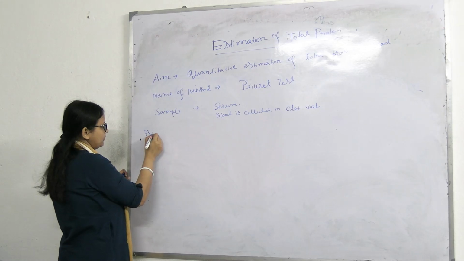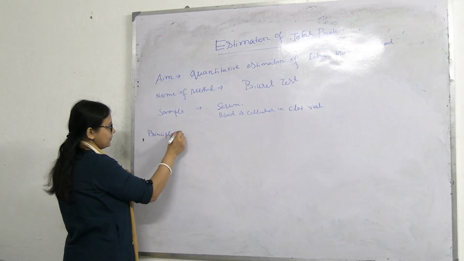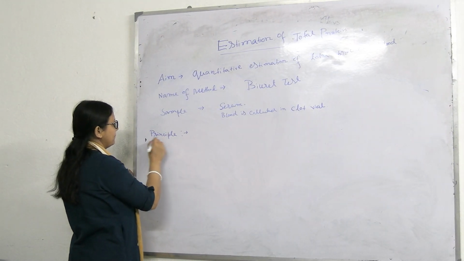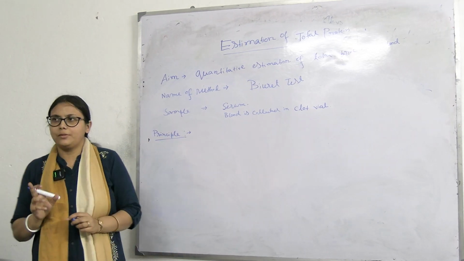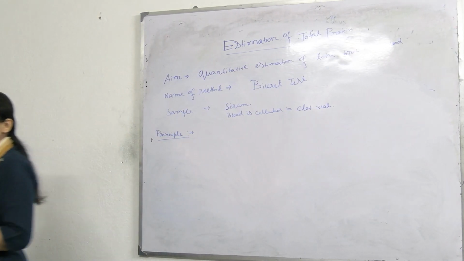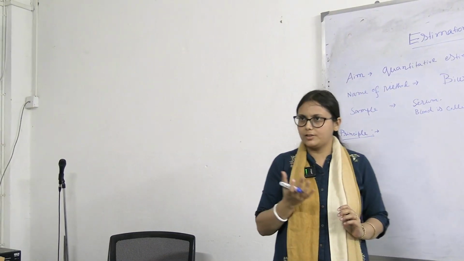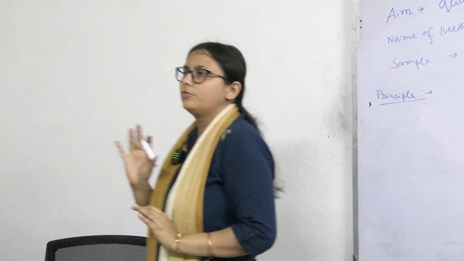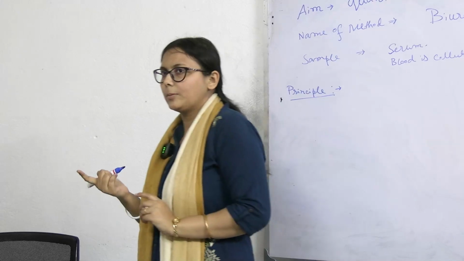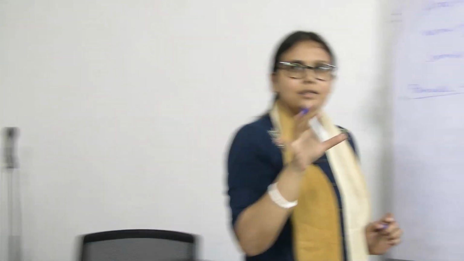Now principle. In alkali medium the peptide bonds of proteins react with cupric ion to form a blue violet colored complex. Here we get a blue violet colored complex, and the intensity of the color produced is directly proportional to the amount of protein or amount of peptide bond present in the sample.